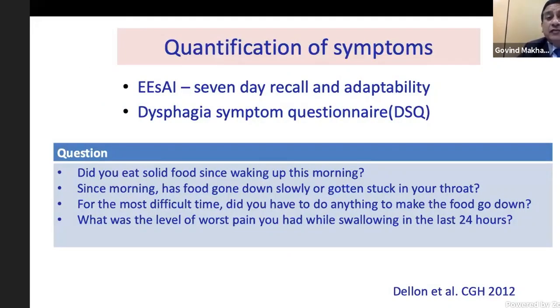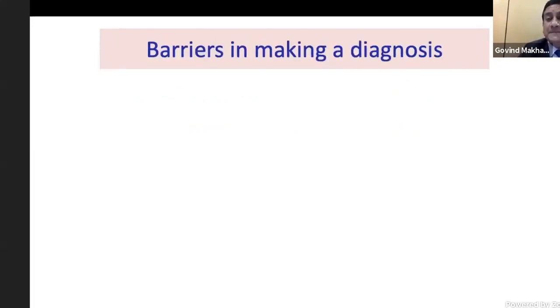Therefore, there's a dysphagia symptom questionnaire. What we ask in a clinic is for advanced symptoms, but for early symptoms, you can ask these questions: Did you eat solid food since waking up in the morning? Yes or no? Since morning, has the food gone down slowly or gotten stuck in your throat? Or did you drink a lot of water along with it? One can ask these questions and find out if there is an esophageal dysfunction.